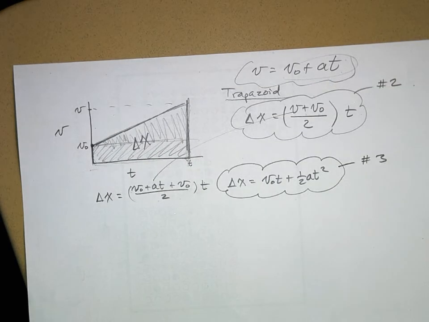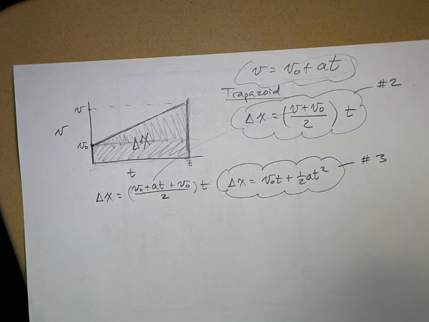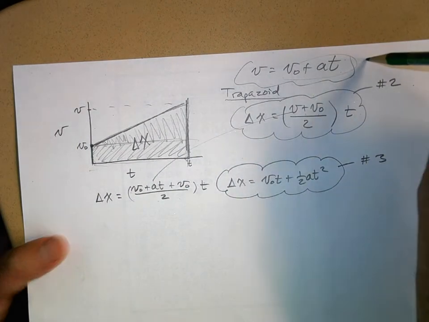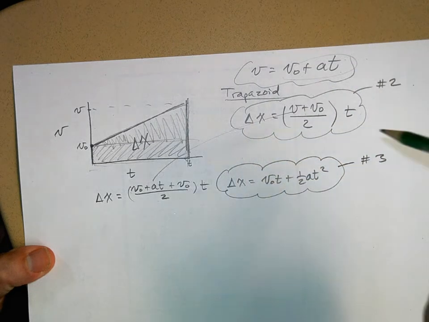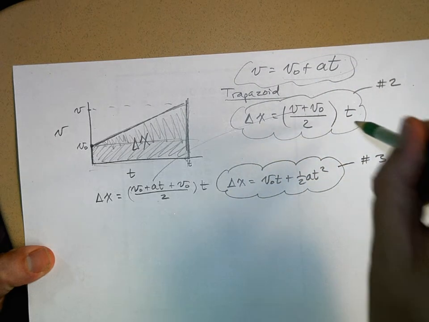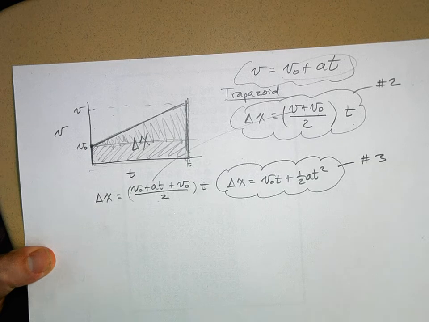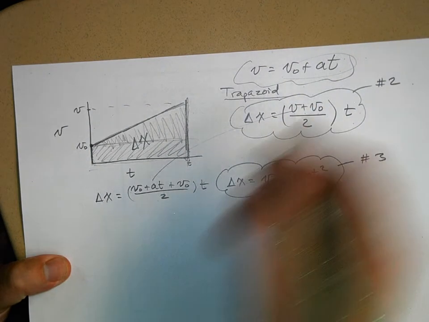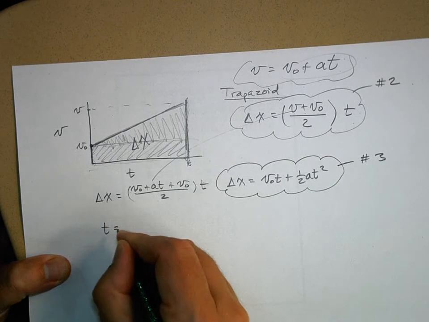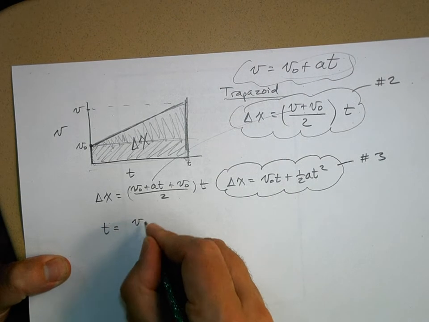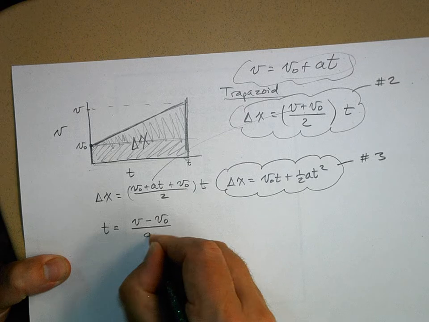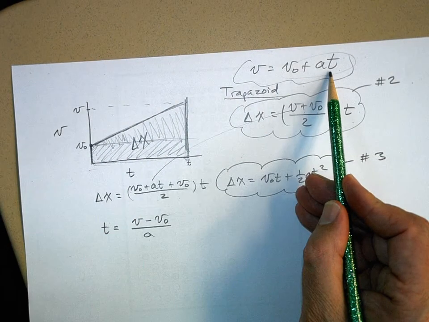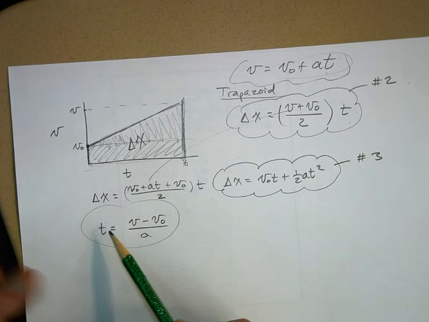The next thing I'm going to do to get equation number 4, and this is our last one, is I'm going to take equation number 1 and solve it for time. And then I'm going to substitute that expression for time in here, and I'm going to get a fourth equation that doesn't have time in it. So if you take this expression and solve it for time, you get time equals V minus V naught divided by A. Okay? So subtract this and divide by A, and you get this expression.